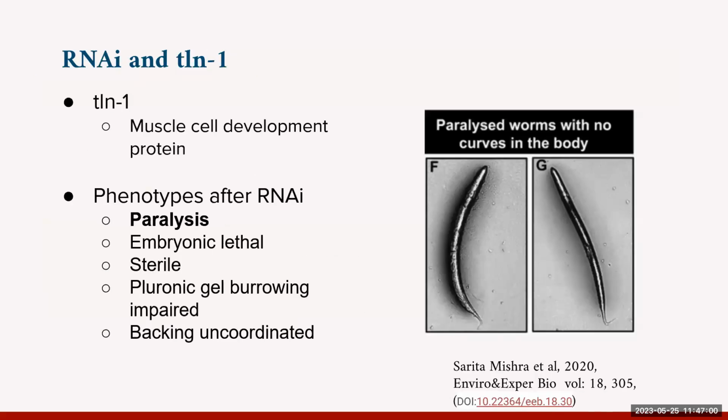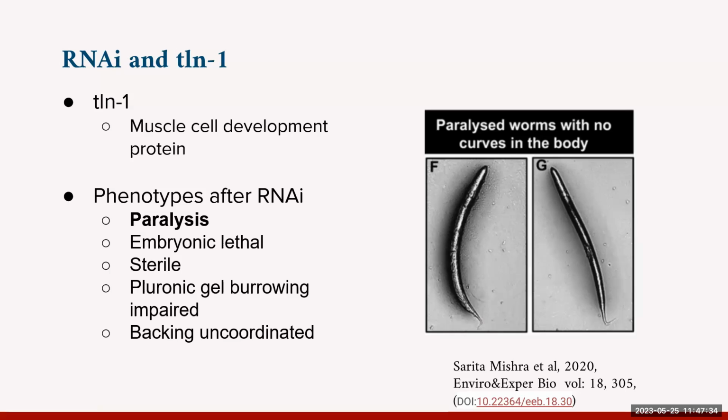So we were specifically silencing the gene TLN1. It's a muscle cell development protein. So it's one of the signaling pathway proteins that is involved with muscle development. The muscles in C. elegans are found along the sides of the worms. There's a lot of possible phenotypes that can come out of this, depending on what stage they receive the RNAi treatment. So if their muscles aren't properly developed, they can be paralyzed. If it hits them really young, they can die as embryos.